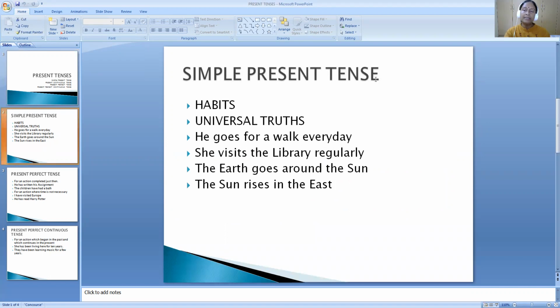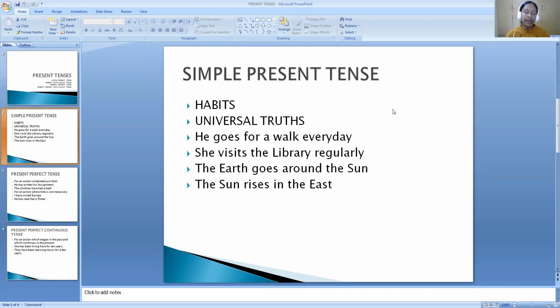So here, let's just look at how and where we use the simple present tense. Definitely for habits, we should use the simple present tense. For example, I take a walk every day, or he goes for a walk every day. She visits the library regularly. You don't say she visited the library regularly. So that would become the past tense. So for habits and something that you do regularly, you use only the simple present tense.